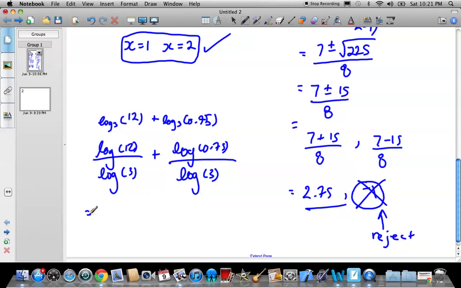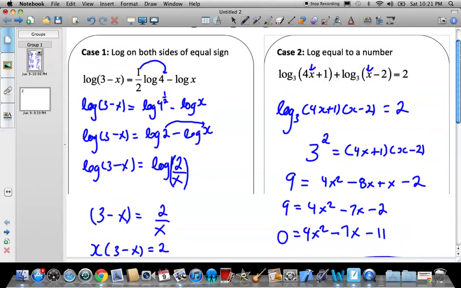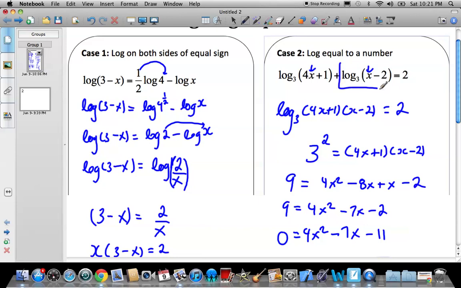Log of 12 divided by log of 3 plus log of 0.75 divided by log of 3 is equal to, when you do the math, I subbed it right into my calculator, I got 2. So you can check that answer, and we got a correct answer here as well. But you'll notice if you tried that with minus 1, you wouldn't be able to compute this part right here because it would be less than 0. It's outside the domain of the log function.